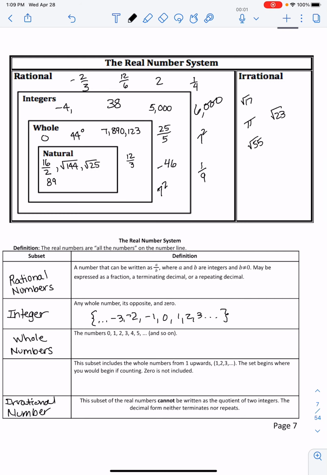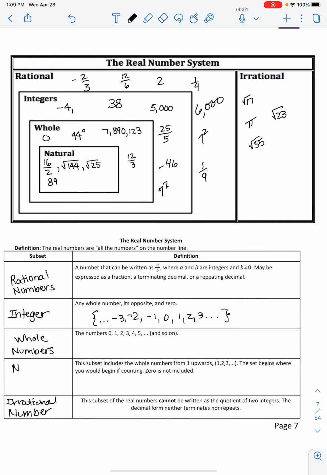Then we have our natural numbers, or counting numbers. This subset includes the whole numbers from 1 and upwards. In other words, how do you count? 1, 2, 3, 4, 5. The set begins where you would begin if counting. 0 is not included. Okay?